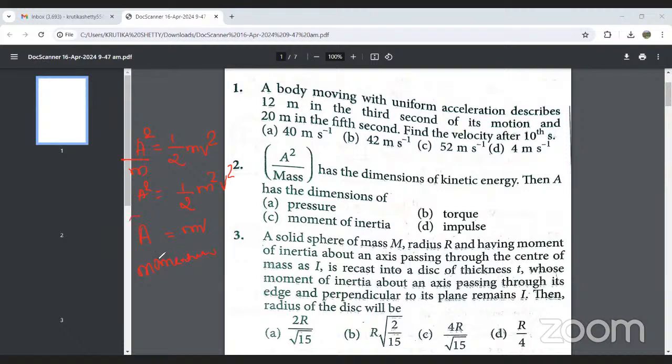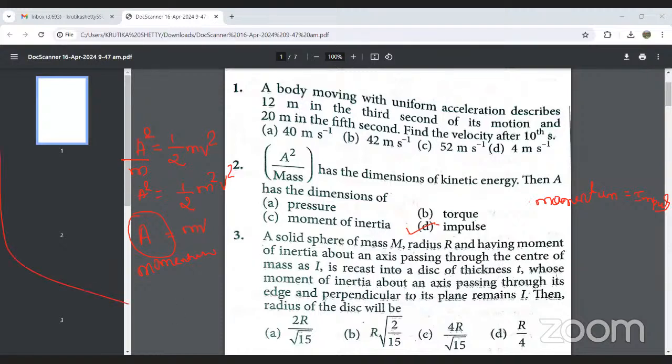So here, whatever your acceleration A is, this is having the dimension formula of. Here they have given pressure, then torque, moment of inertia and impulse. If you know, the momentum is also called impulse. Hope you remember, according to Newton's second law, we write momentum is equal to impulse. So both are having the same dimension formula. Option D is the correct answer.